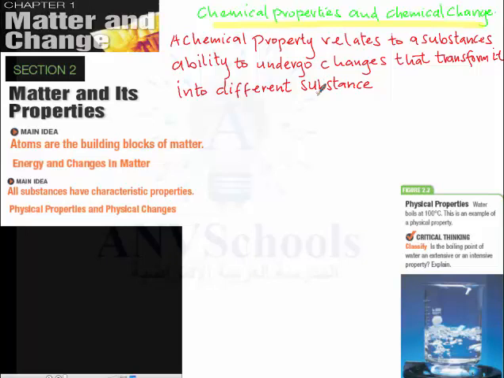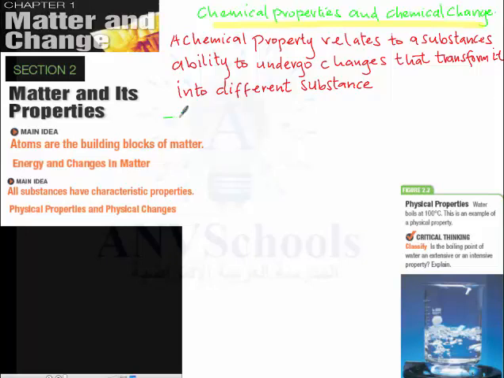As we saw in an earlier video, when you take iron and mix it with sulfur and you produce iron sulfide, that is a chemical change, because even the properties of the two substances do not remain the same, but rather they change. So chemical properties are easier to see when substances react to form new substances.